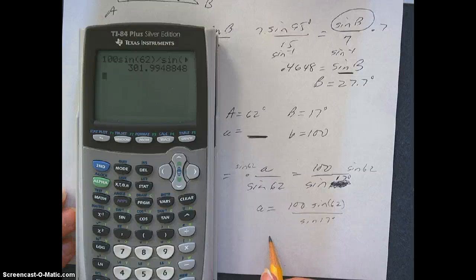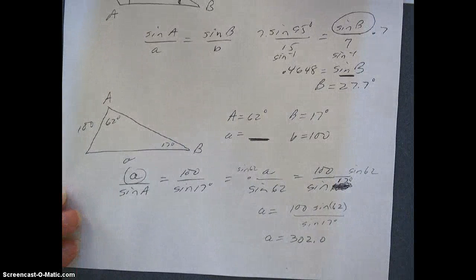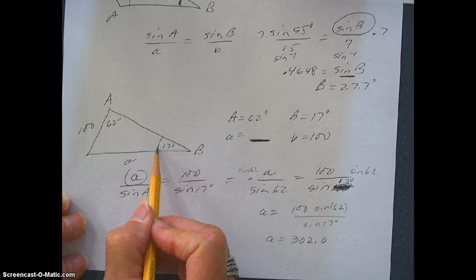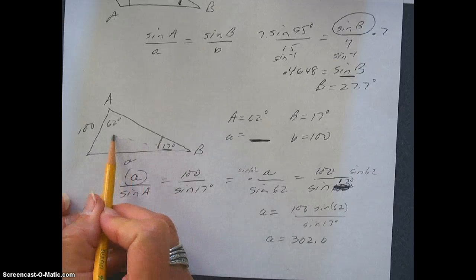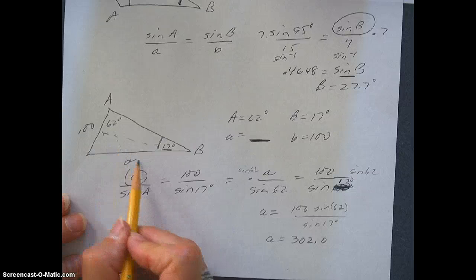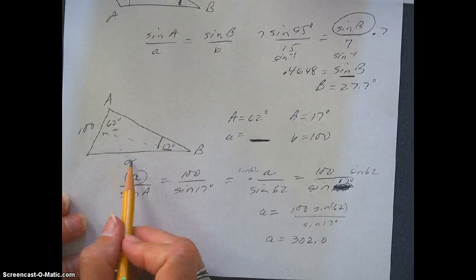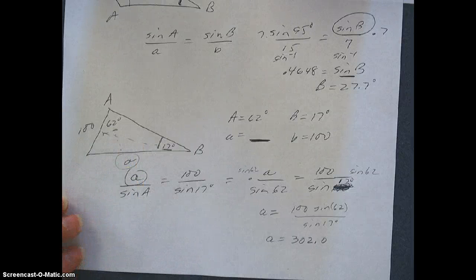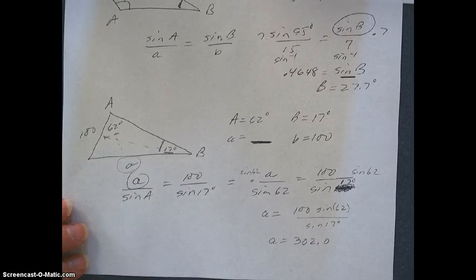So side A should equal, rounding off, 302.0. And again, let's see if that makes sense. If angle B is only 17 and it's 100, then angle A being 62 should make side A a lot bigger, and it is at 302.